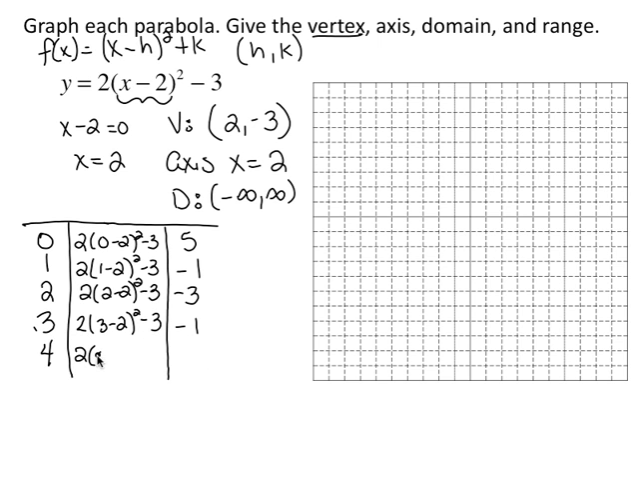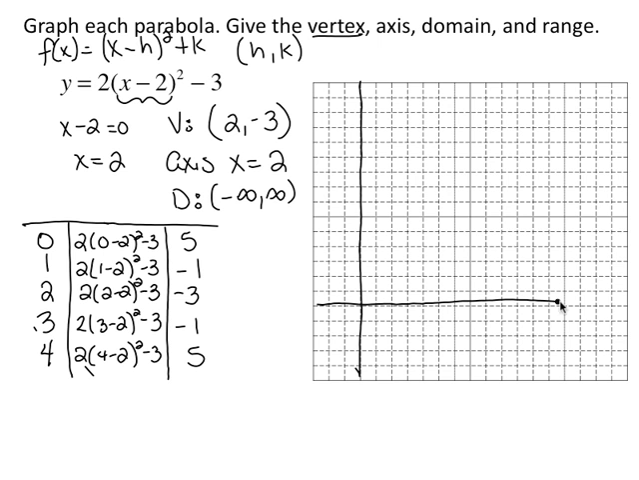And then 2 times 4 minus 2 squared minus 3. 4 minus 2 is 2. 2 squared is 4. 4 times 2 is 8. 8 minus 3 is 5. So notice there's a pattern. 5, negative 1, negative 3, and then negative 1, and then 5. So when I graph this, I know I'm going to be working in my first and fourth quadrants.